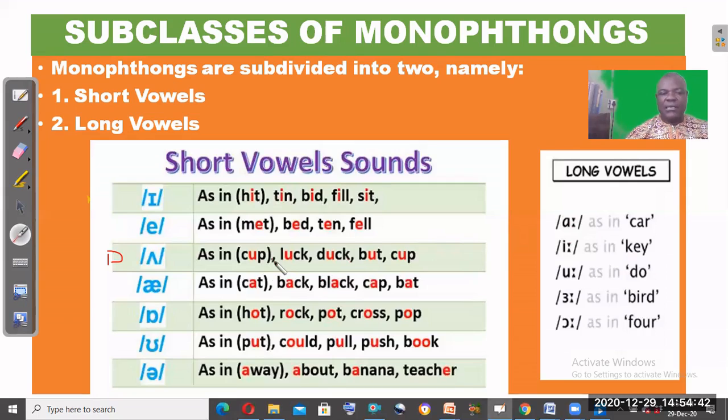Then we have E, and we have E. Now, notice the difference between heat and heat. Of course, if we have H, E, A, T, heat, then we can contrast this with this, heat. All right? So the same thing, we can contrast sit with S, E, A, T. All right? So whereas we have sit, we have seat.